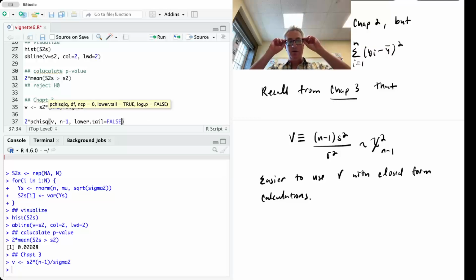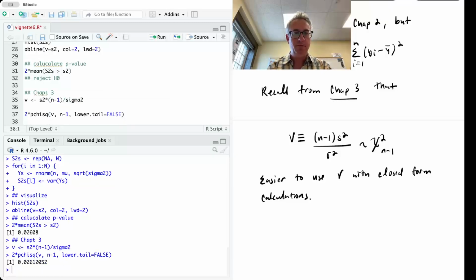I know that it's going to be an upper tail calculation because I already did the simulation, but if you didn't do the simulation, then you might have to check which tail of this chi-square distribution your statistic is in. Okay, and you can see that the answer is very similar to what we got by simulation. So that's a one sample variance test.